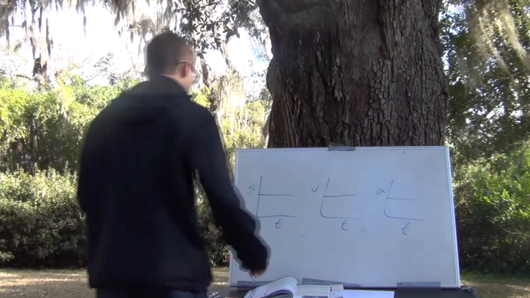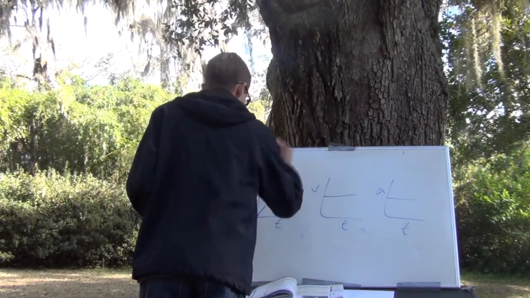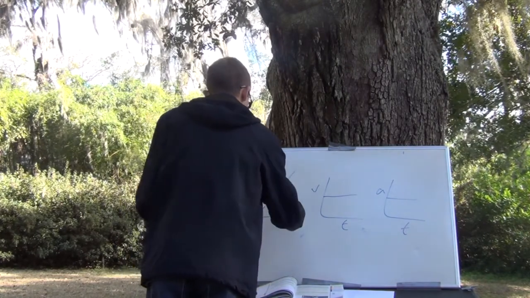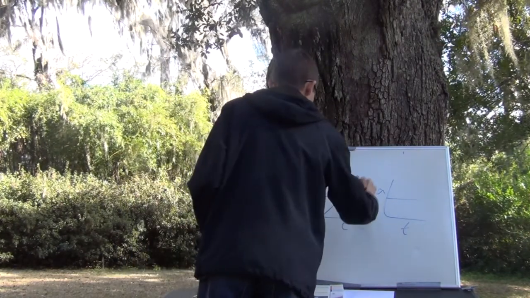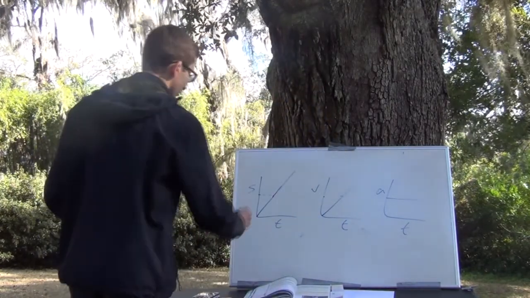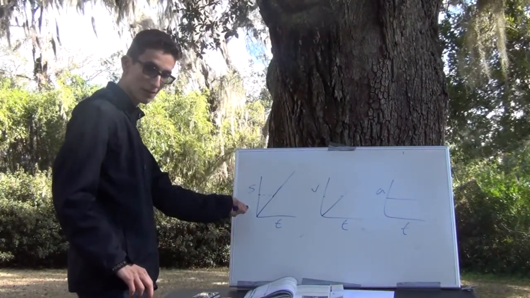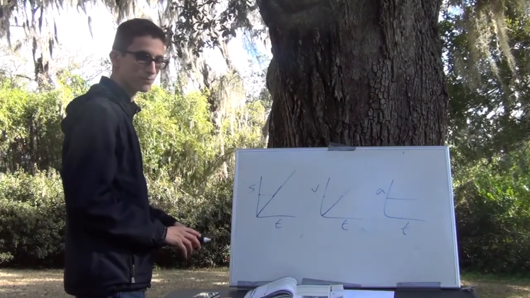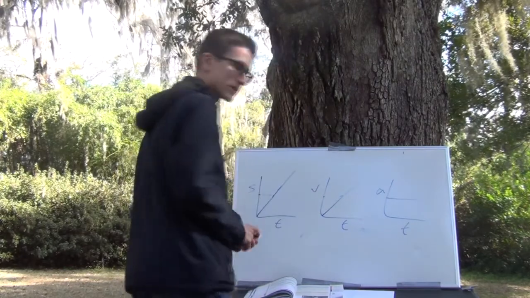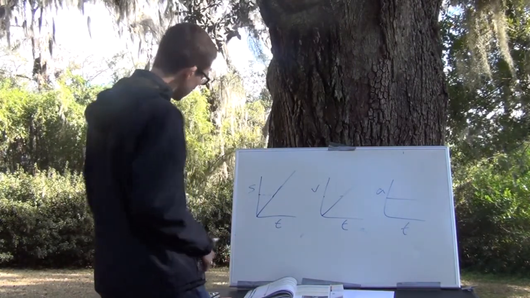Speaking of that, if we had a straight up linear line here on our displacement versus time graph, and a straight up linear line here on our velocity versus time graph, this means your displacement is increasing at a constant rate. That means you have a constant velocity. This means your velocity is increasing at a constant rate. That means you have an acceleration.